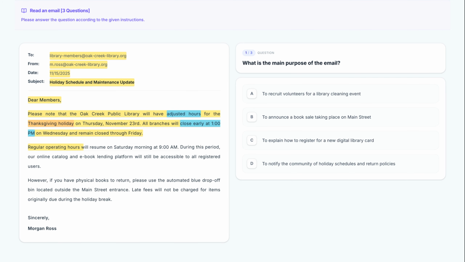Regular operating hours will resume on Saturday morning at 9 a.m. We see a shift to the reopening plan, stating that regular operating hours will start again on Saturday morning. This helps the reader understand the full duration of the closure.